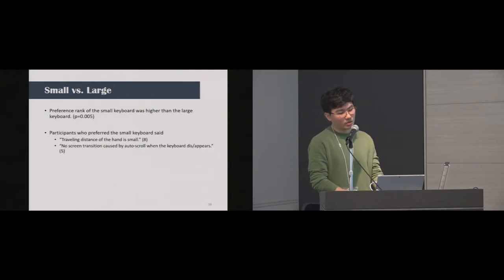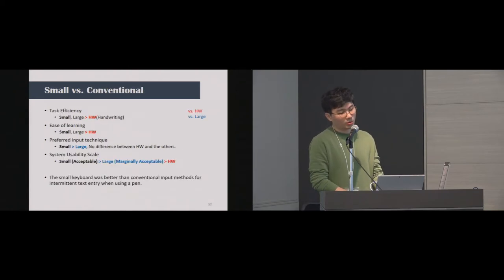When comparing the small keyboard with the large keyboard, preference rank of the small keyboard was significantly higher than the large keyboard. Participants commented that they preferred the small keyboard because traveling distance of the hand is small and no screen transition is caused by auto-scroll when the keyboard appears or disappears. To sum up all the results, we can conclude that the small keyboard was better than conventional input methods for intermittent text entry when using a pen.